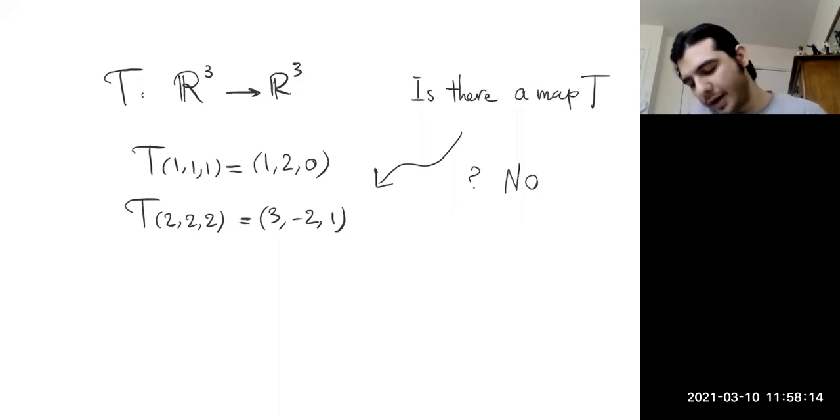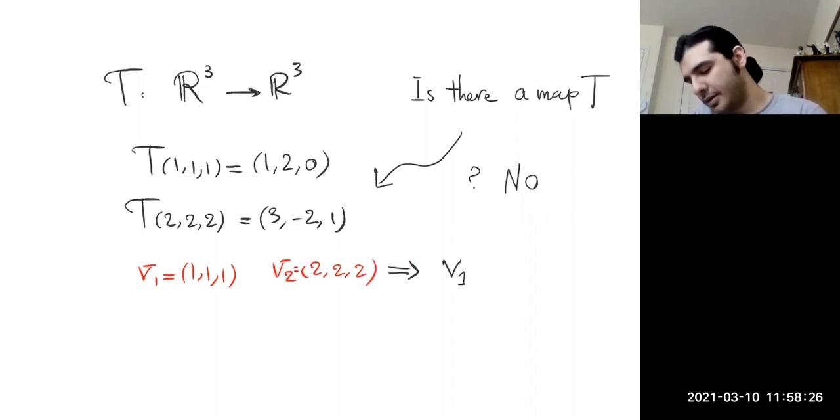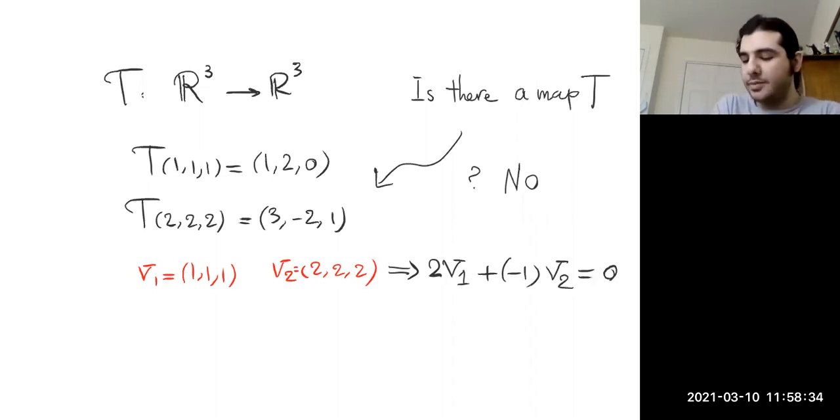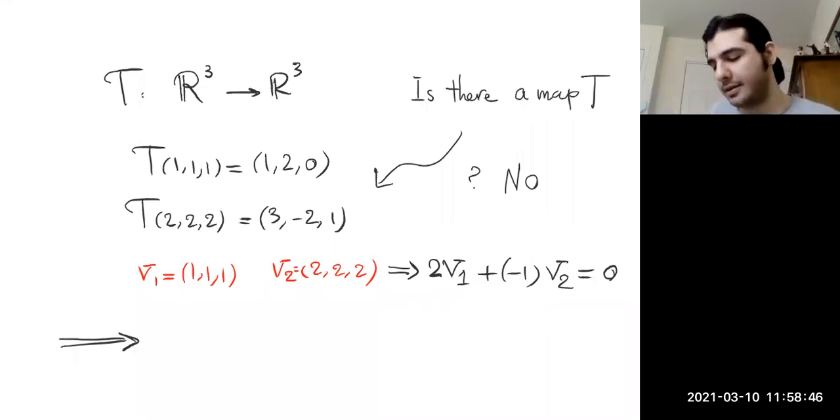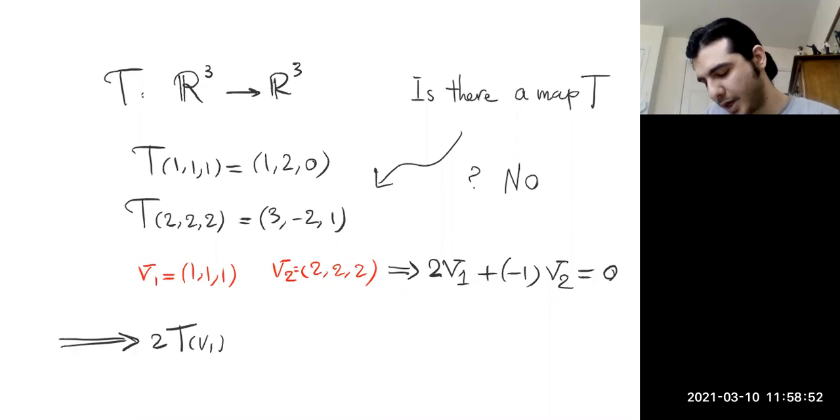Why? Because if I take v1 to be this vector (1, 1, 1), and if I take v2 to be this vector (2, 2, 2), there is a relation between them. We can see that 2 times v1 plus -1 times v2 is 0. So the images of these two vectors should satisfy, assuming T is linear, the same relation: 2 times T of v1 plus -1 times T of v2 equals 0.